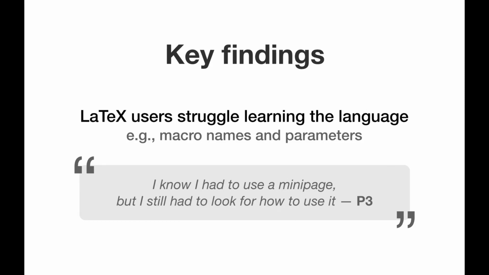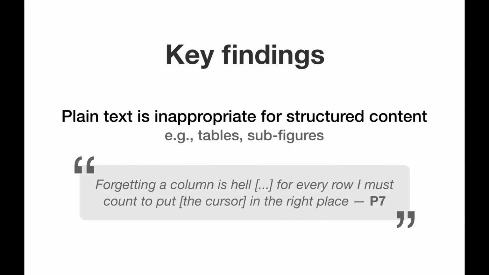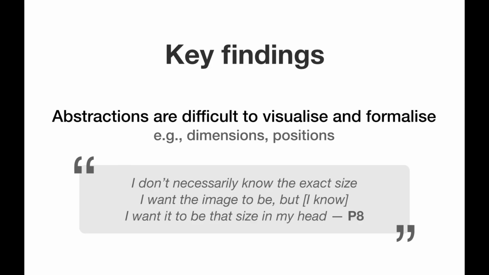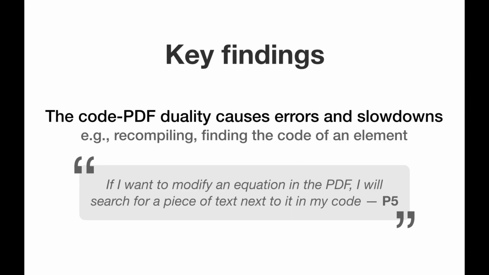LaTeX users struggle learning the language and forget macro names and parameters. Plain text is not appropriate to describe structures, such as tables and subfigures. Dimensions and positions are hard to visualize and to formalize, and having to recompile and to map regions of the PDF with fragments of code slows users down.